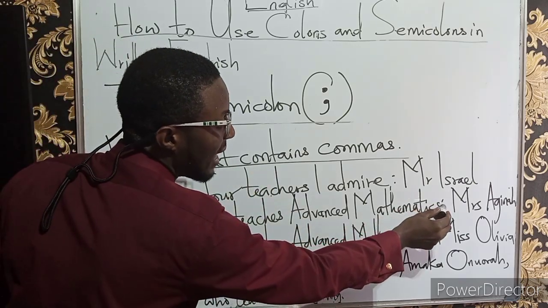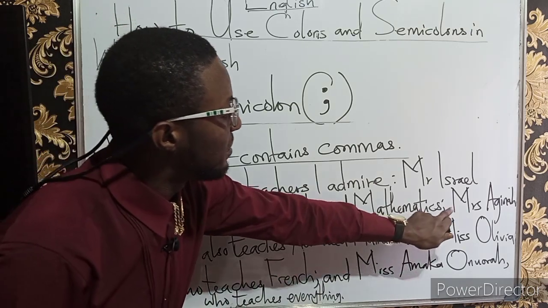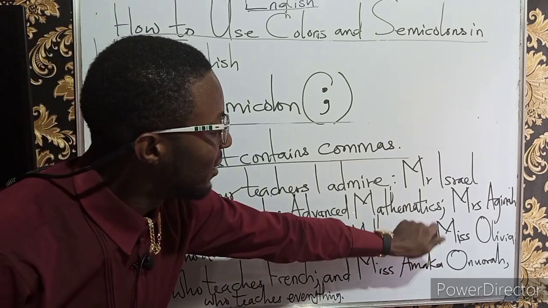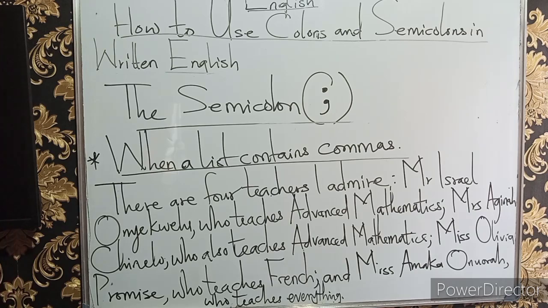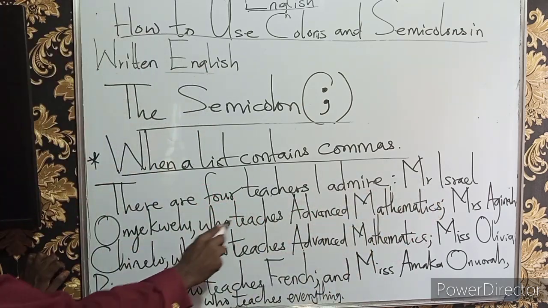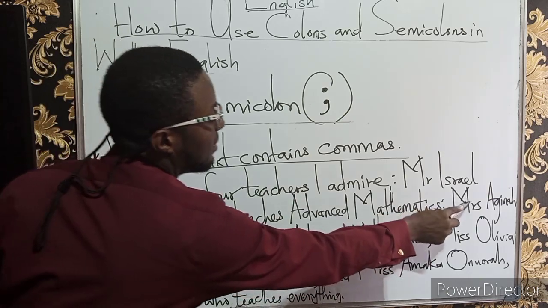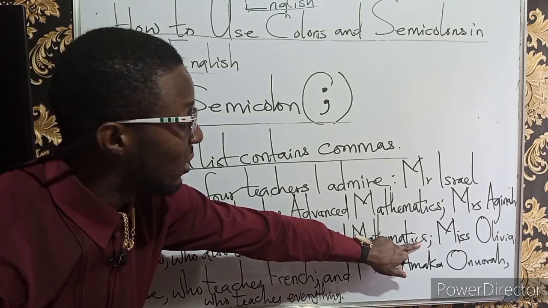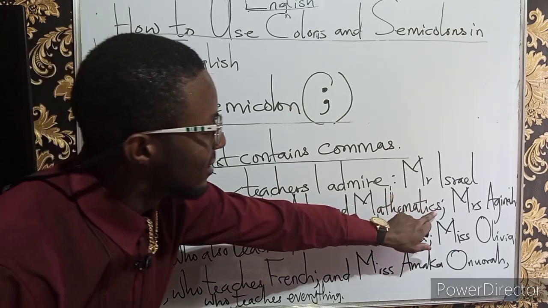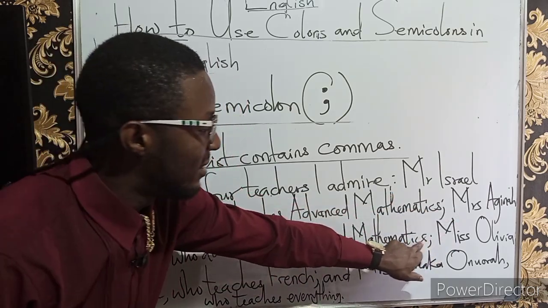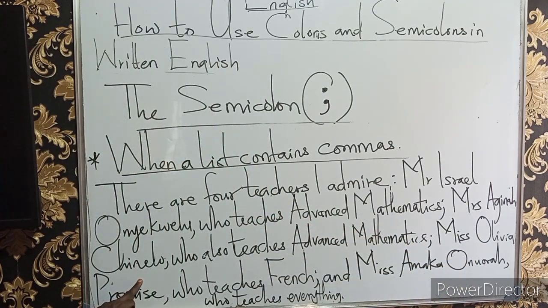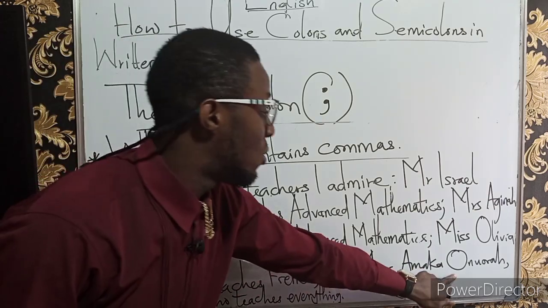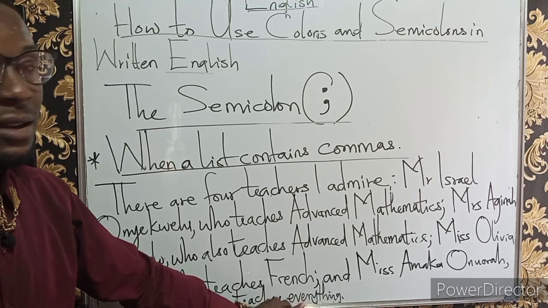First one, semicolon. If I use a comma here, there'll be a problem because we have Mrs. Agena, comma again, who teaches advanced mathematics, and then you remove the semicolon, you have a comma. There'll be a lot of problems. Mr. Israel Onyekwelu, who teaches advanced mathematics; Mrs. Agena Chinelo, who also teaches advanced mathematics; Miss Olivia Promise, who teaches French; and Miss Amaka Honor, who teaches everything.